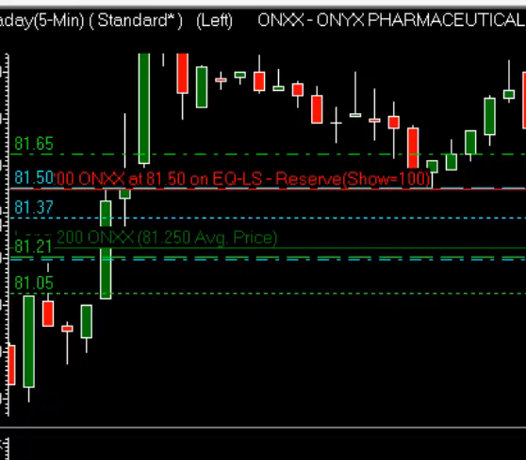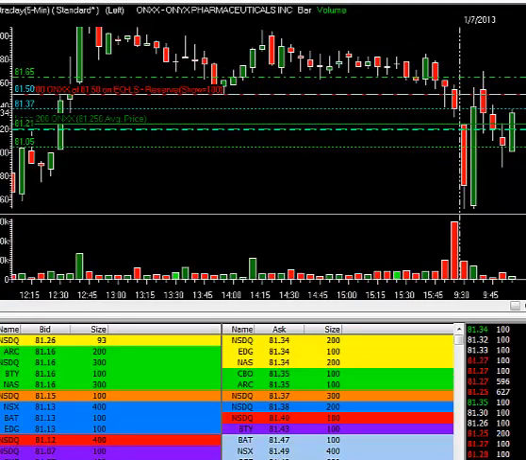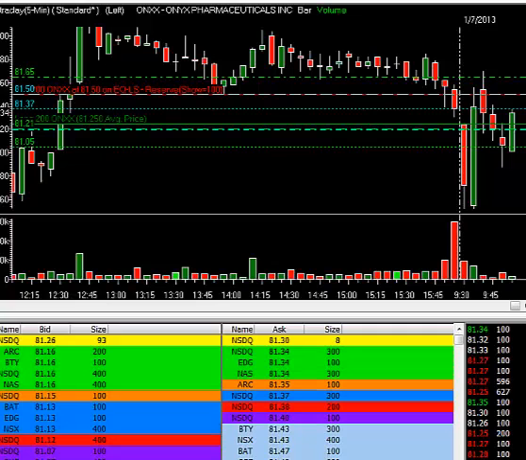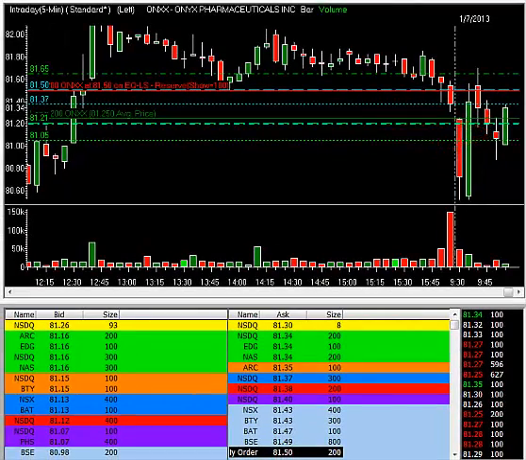On the stop loss side of the market, I'll just take my stop if I break down through this level of support and resistance that defined the entry. So here we see my order is live at 81.50, and we can just see how this plays out.